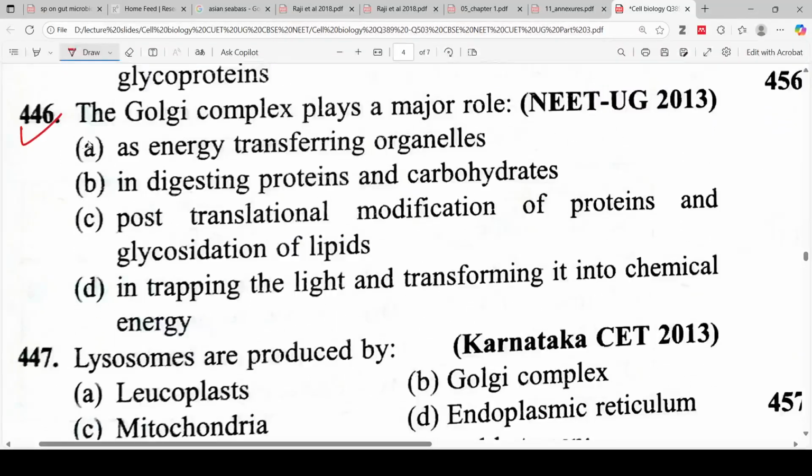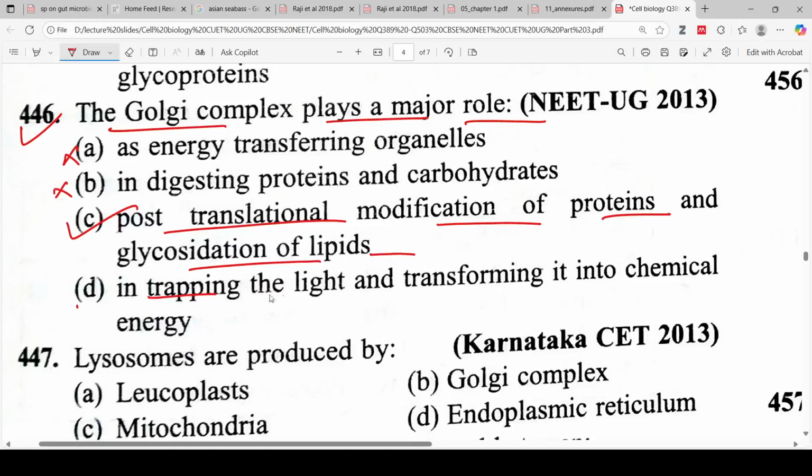Golgi complex plays a major role. Energy transferring organelles, this option is not correct. In digestion of protein and carbohydrate is also not correct. Post translation modification of protein and glycosylation of lipids. So the correct answer is option C. And in trapping the light and transforming it into chemical energy, it is also not correct. It is the function of chloroplast.